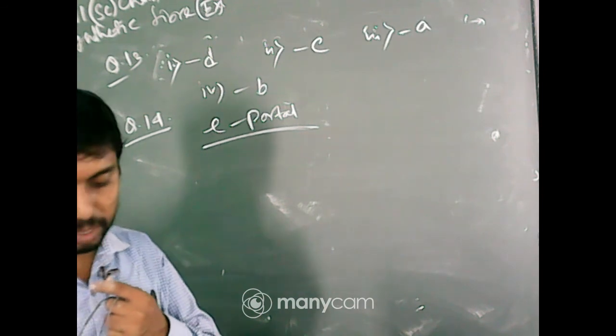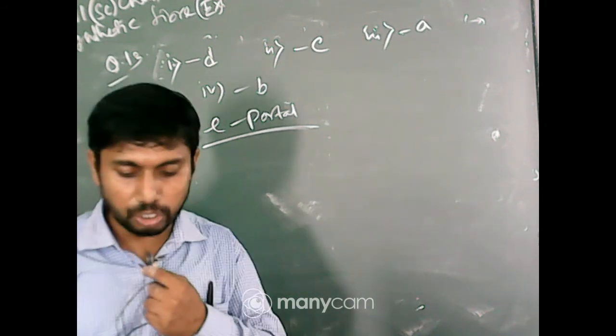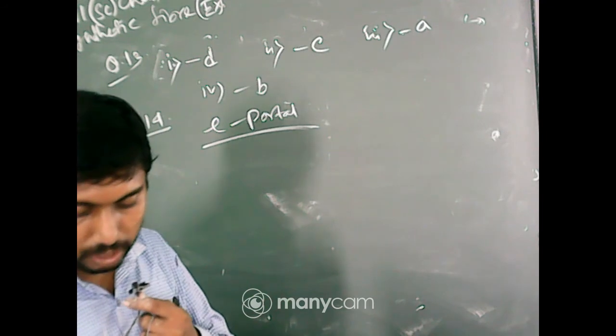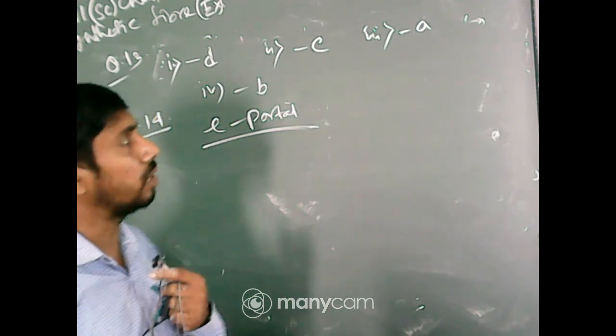Now, question number 15 is the activity to show that the thermoplastic is a poor conductor of electricity. It will be discussed in the next class.